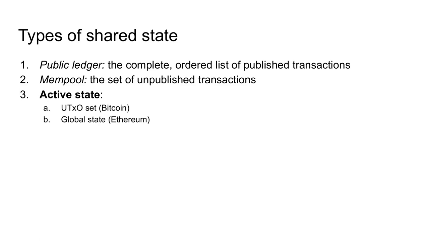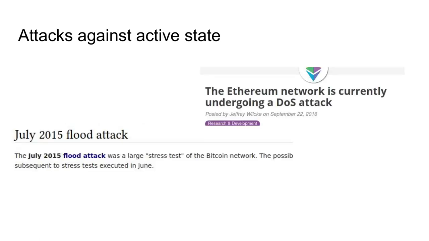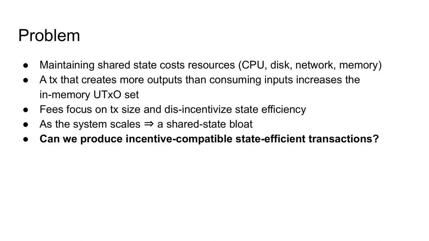So the first answer is because of attacks. There have been some attacks which target this type of state and try to denial of service the whole system. So both in Ethereum and in Bitcoin, there have been these flood attacks which try to stress the networks. But even if we don't have attacks, we have the actual problem of resource usage.